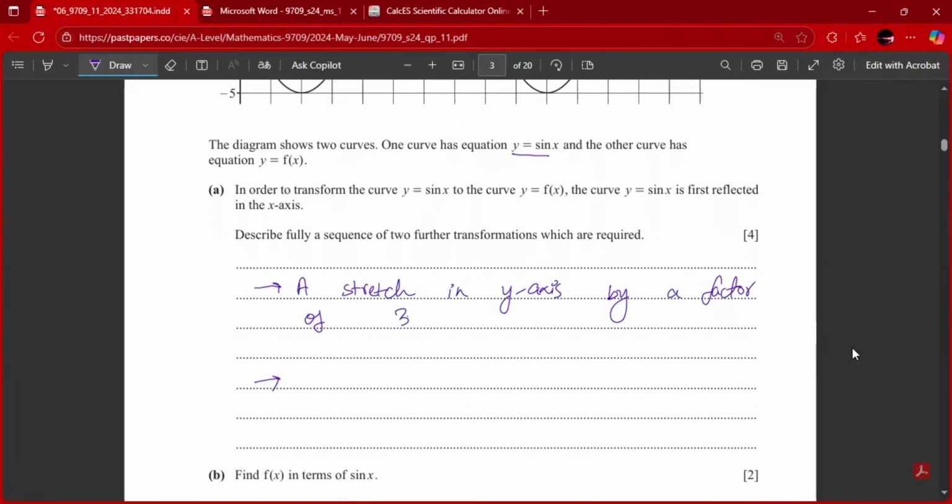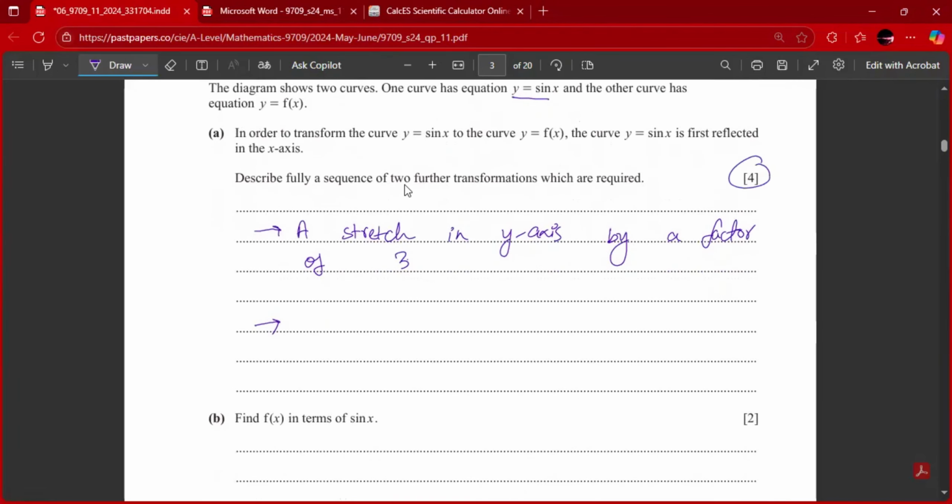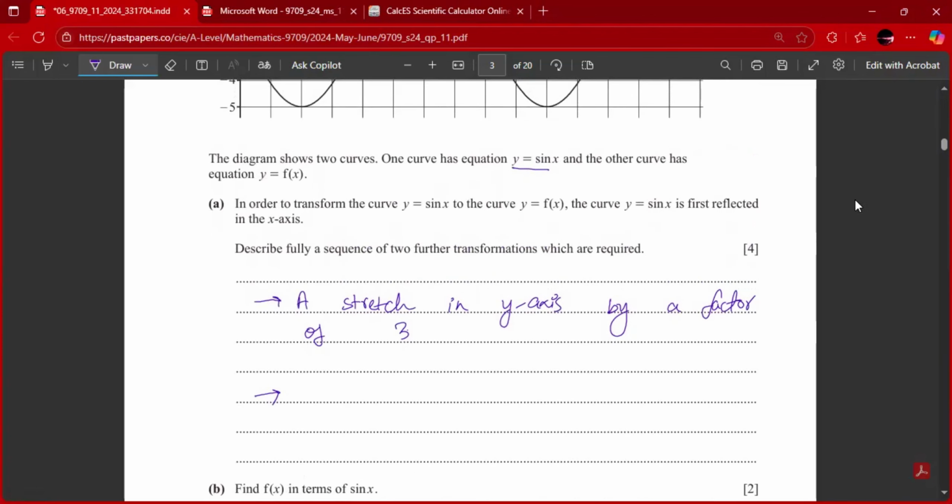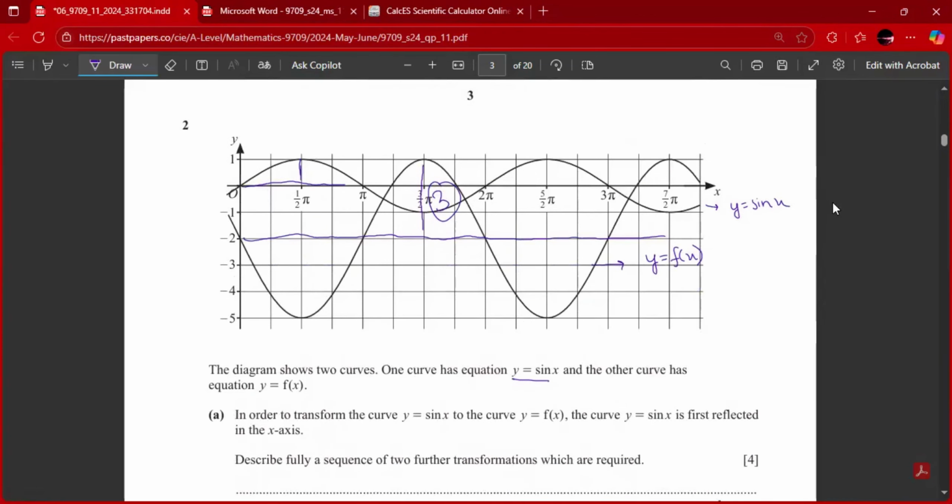This is worth 2 marks because it is 4 marks and we are writing 2 transformations, so this 1 point is worth 2 marks. So you have to write the complete sentence. Now what is the next part? Now you have to find another transformation. So if you see this graph again, reflection is done. Then my stretching is also done. What other transformation could be done?